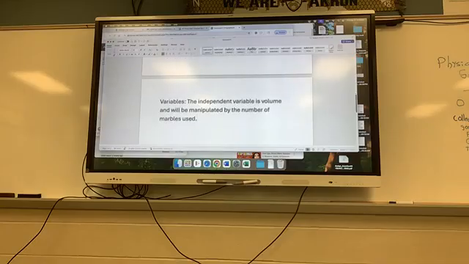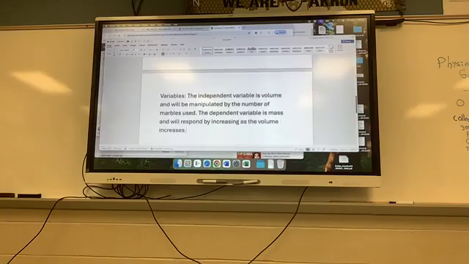Then we'll go to dependent variable. The dependent variable is mass, right? And will respond, because this is what's going to depend on the independent variable, right? Respond by doing what? We just talked about this in our hypothesis. Increasing as the volume increases. Does that make sense for variables?